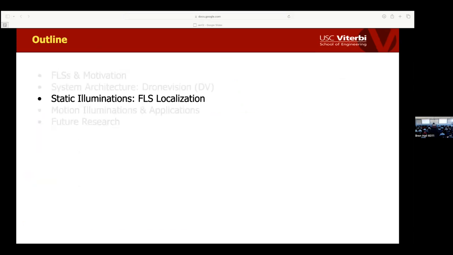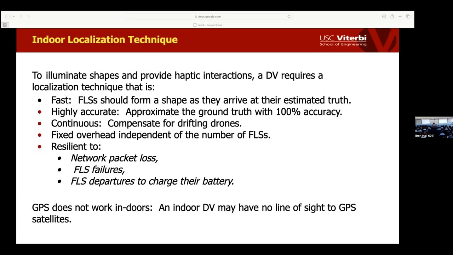So let me tell you a little bit about the static illuminations. To illuminate shapes and provide haptic interactions, this drone vision requires a localization technique. We cannot use GPS, because this thing is indoors. And when you're using it indoors, it doesn't have line of sight with GPS satellites in order to be able to localize the drones. So we need a technique that is fast, should be highly accurate, it should be continuous, because drones are known to drift.